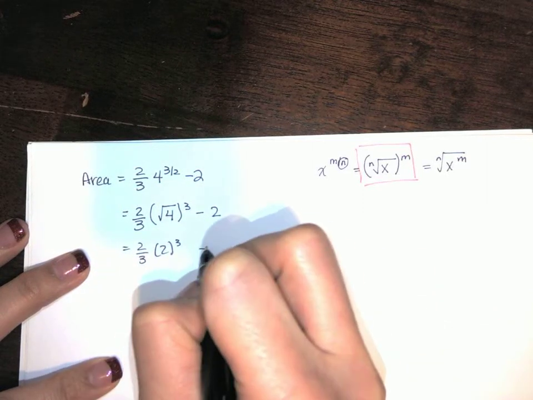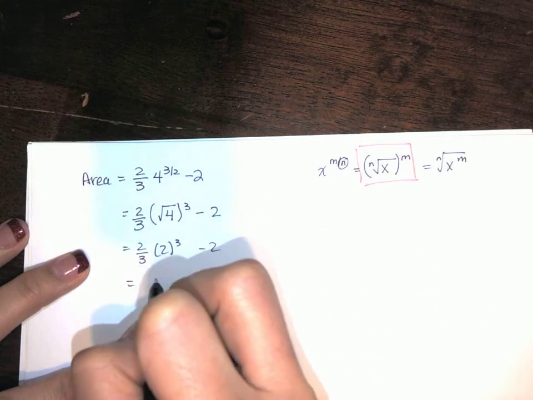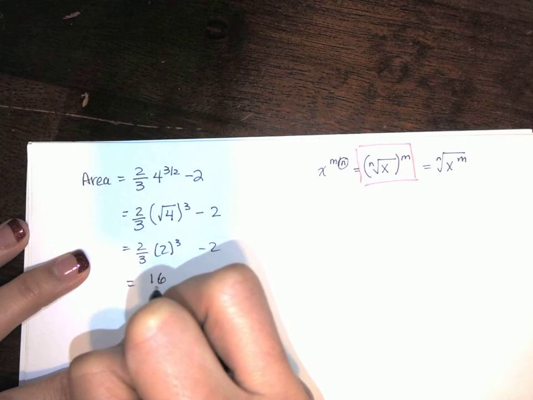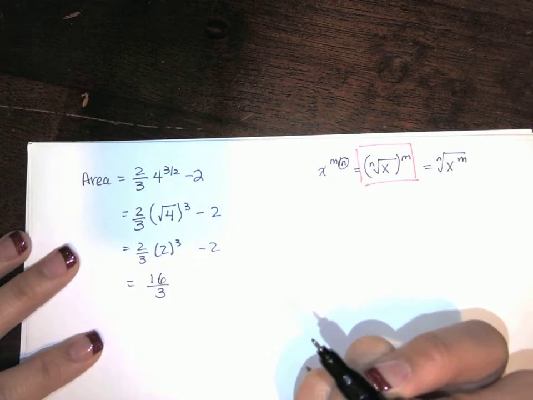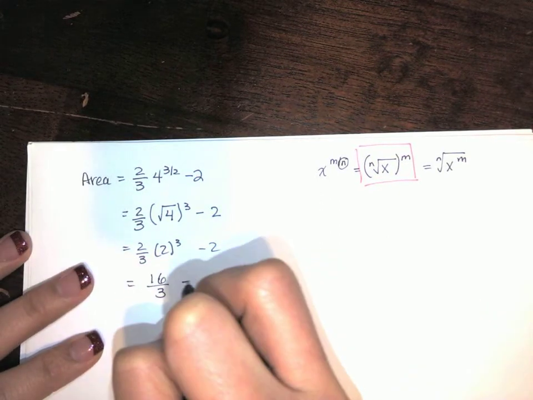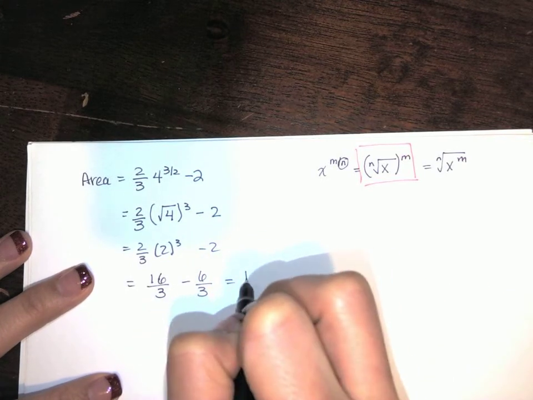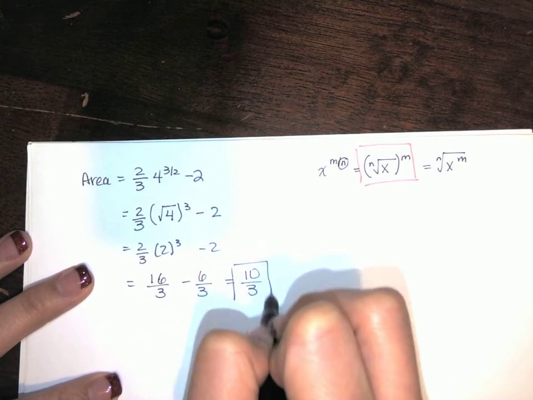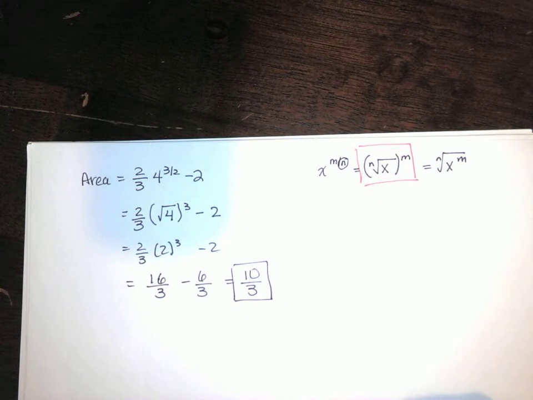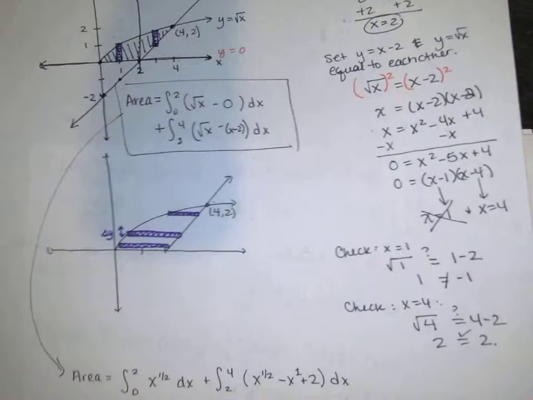2 cubed is 8. 8 times 2/3 is 16 over 3. And we're subtracting 2, which is 6 over 3. So we get 10 over 3. A lot of work for 10 over 3, and a lot of arithmetic. You can also use your calculator for this arithmetic at the end if you want to.